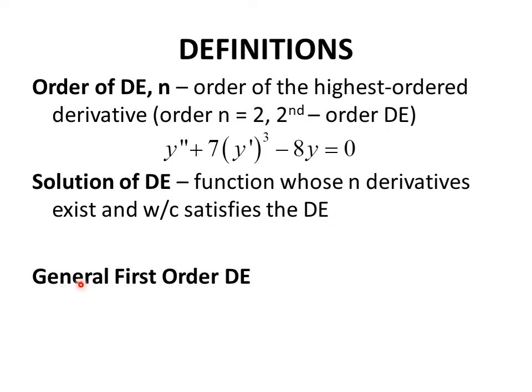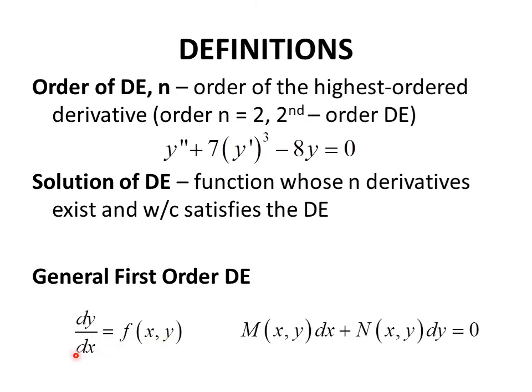Now, what is the general first order differential equation? For first order, we have only the first derivative. So dy over dx is equal to a function in terms of x and y. Now this equation can also be written in this form: m, which is a function of x and y, times dx, plus n, which is also a function of x and y, times dy, is equal to 0.